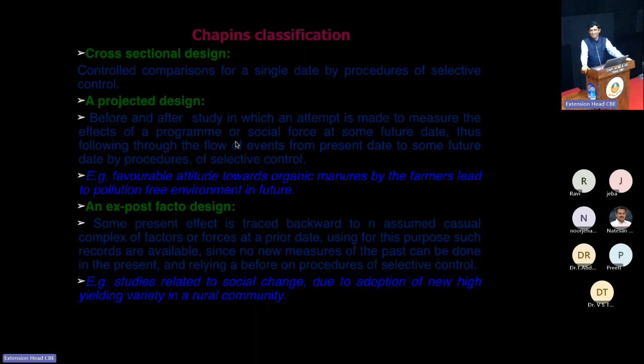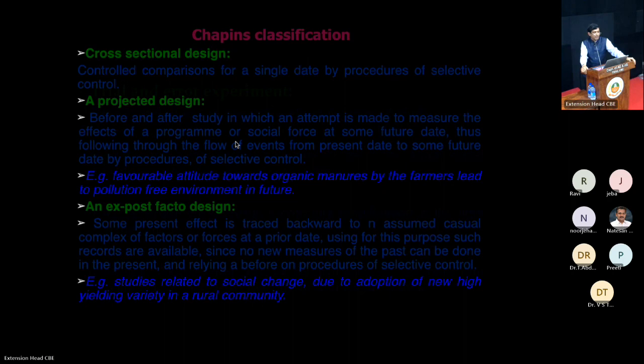That is cross-sectional design. Next, projected design. This is also a before and after study in which an attempt is made to measure the effect of any social force at some future date. For example, a favorable attitude towards organic manures by the farmers leads to a pollution-free environment in future. So this kind of attitude prevailing right now is likely to generate results. Whether it generates or not will be known through research.